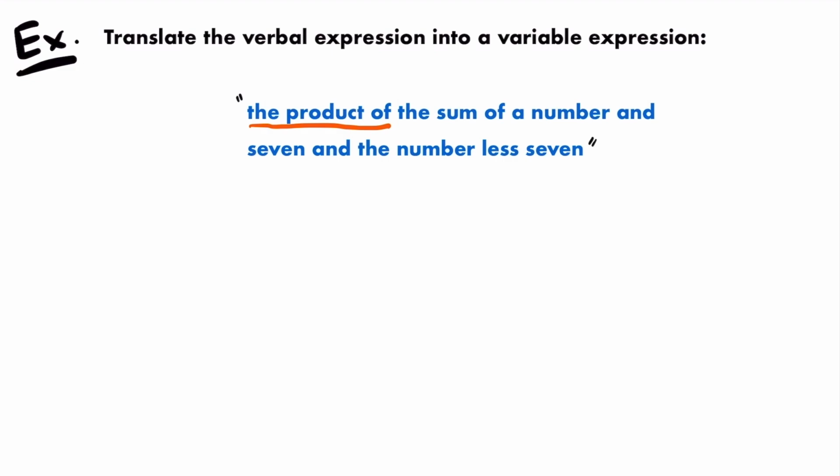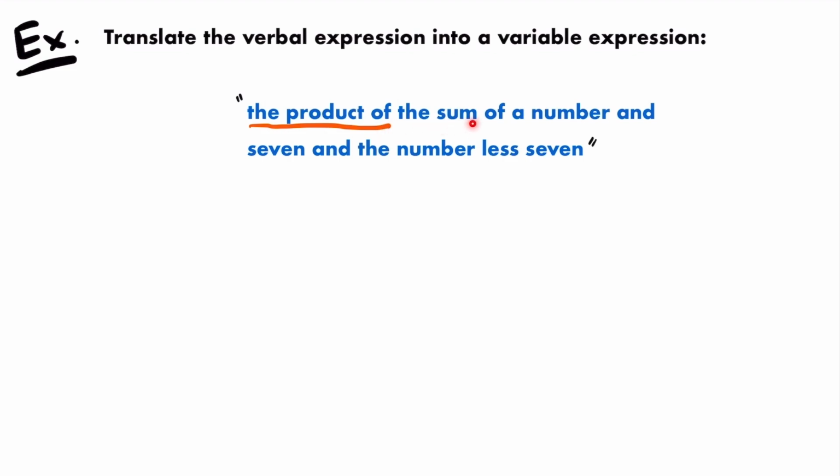And so what are we multiplying? Well, those two numbers are going to be separated by the word and. But we have to be careful here. There are two ands in this sentence, right? We have the sum of a number and 7 and the number less 7. So how do we decipher this? How do we determine what two numbers we are multiplying together? Well, once again, you have to use a little bit of intuition or a little bit of context clues.